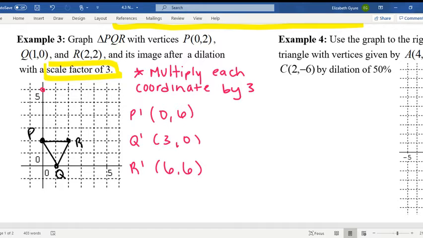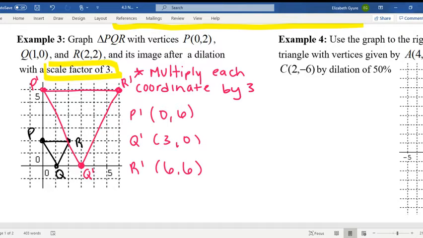So 0, 6 is up here. That's P prime. 3, 0 is down here. That's Q prime. And R prime is 6, 6. So that's over here. And then connect your points. And is that the same general shape? It's just 3 times as big. Does that somewhat make sense, guys?